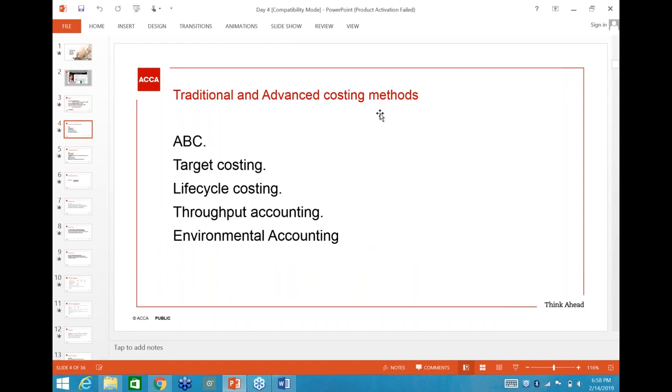Right. So traditional and advanced costing methods is what we're trying to see over here: ABC, target costing, life cycle costing, throughput accounting, environmental accounting. I'm going to ask a question, quickly answer me. This section of your syllabus, can it get tested in all 3 areas of your exam? That is, can it come as a section A question, section B question, section C question? Yes or no? Quickly type in your answer.